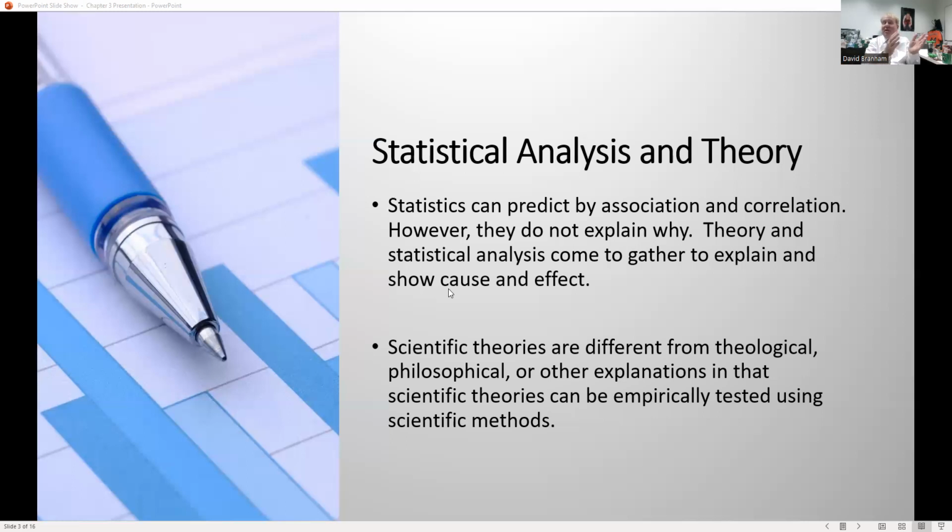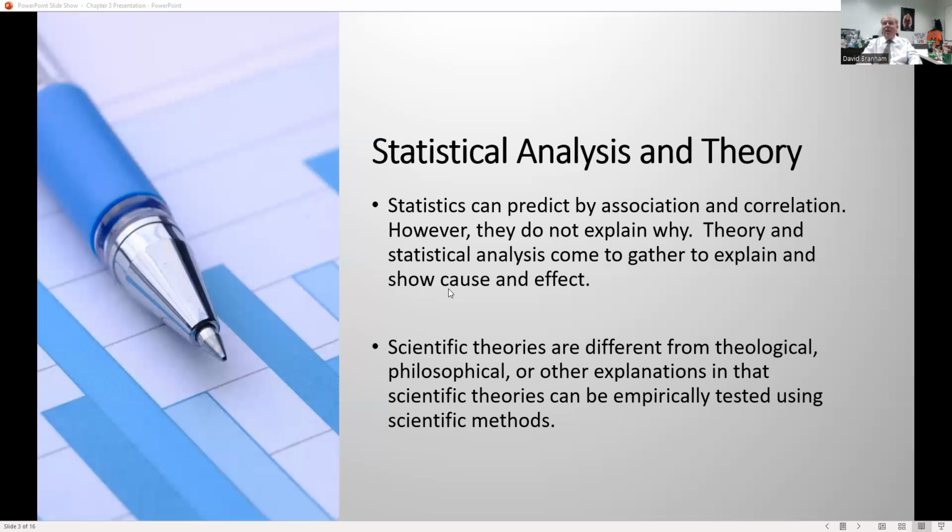The number of churches and the number of bars will go up if the population goes up. They have no relationship whatsoever with each other in the correlation. So yes, there's association. The more churches you have, the more bars you have. That's an association. But there is no cause there.